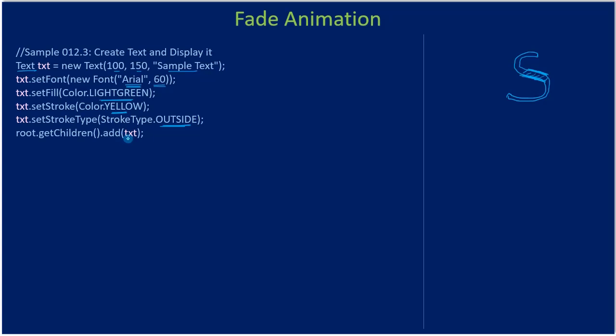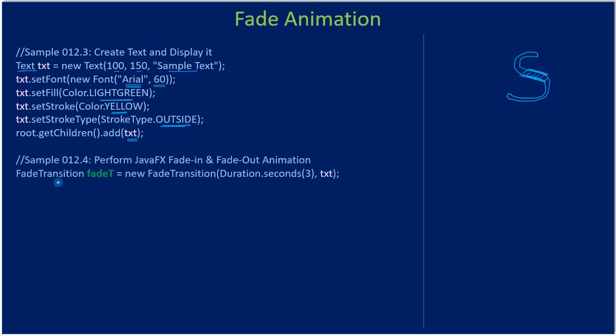Finally, we add our text to the scene graph using root.getChildren().add. We saw this many times in all our previous examples. And here we create our FadeTransition object, fadeT, and if you see, we specify the duration as 3 seconds, and we specify our text object here.